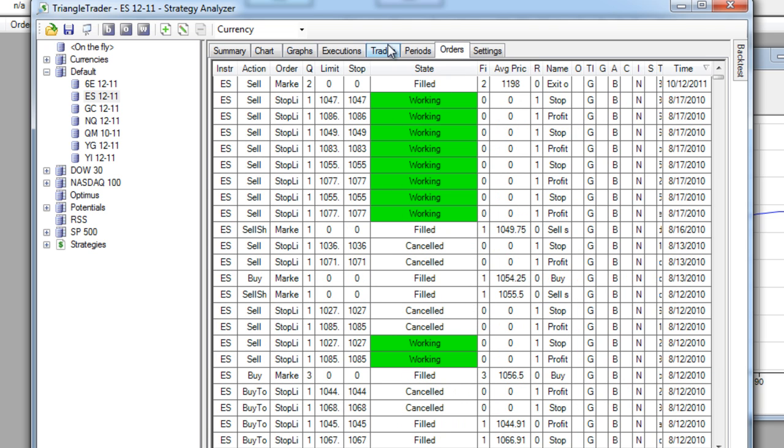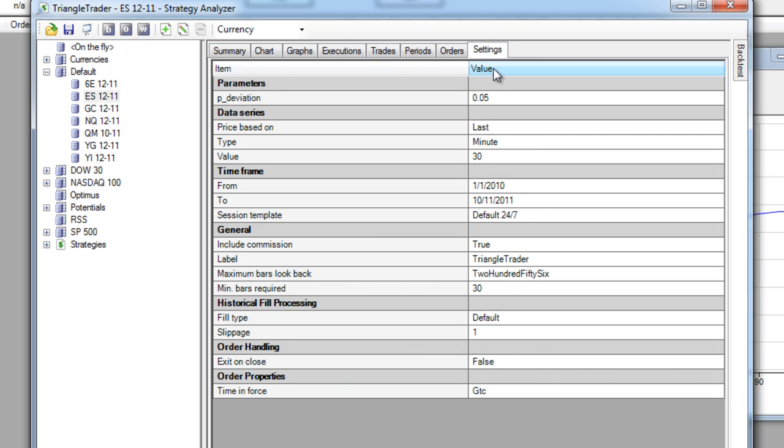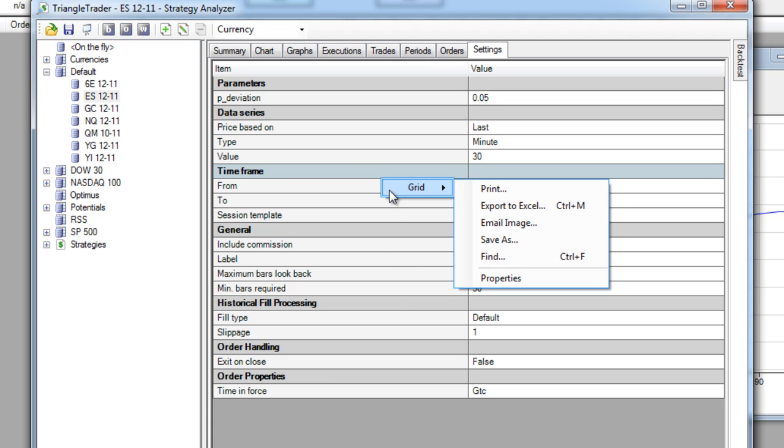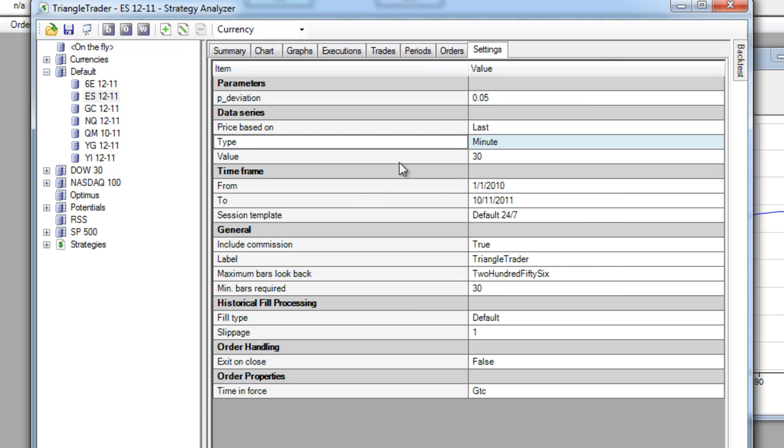Orders, a lot like executions, you can see what orders it placed. And settings, this is just telling you what settings you use. You can export these to Excel as well and save them so you know in the future. So that's been a brief overview of the backtester.